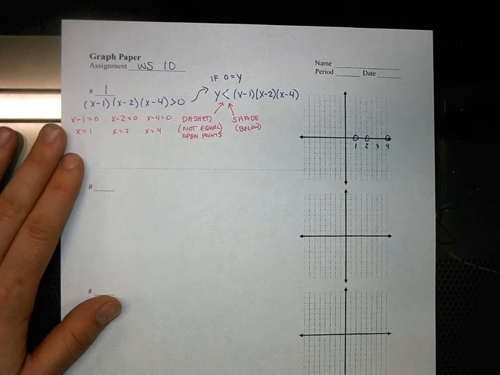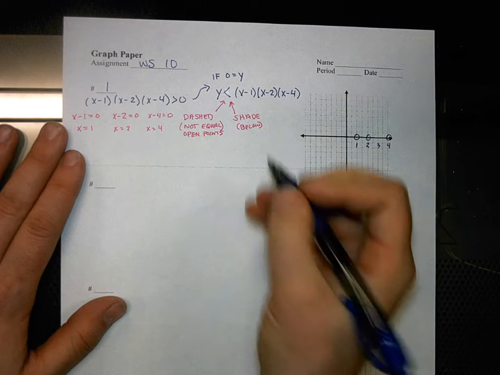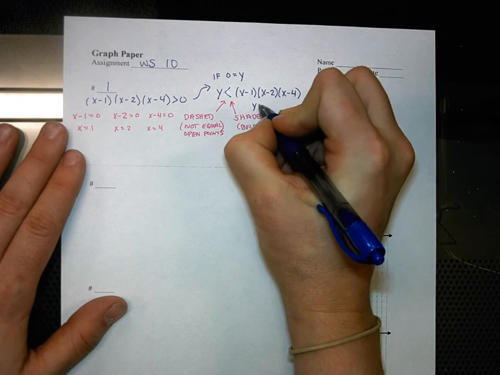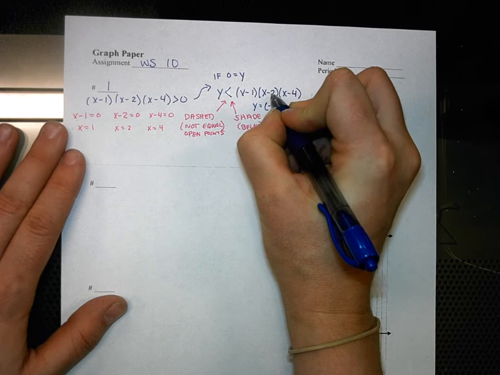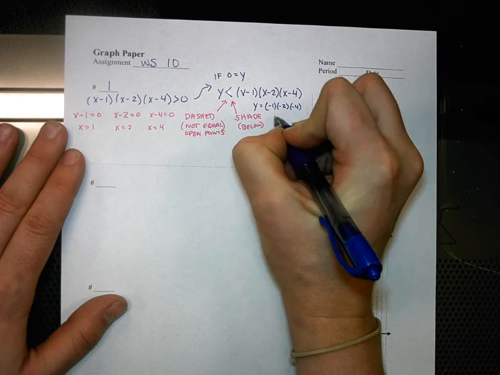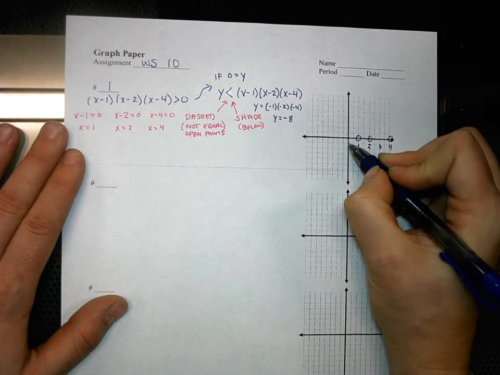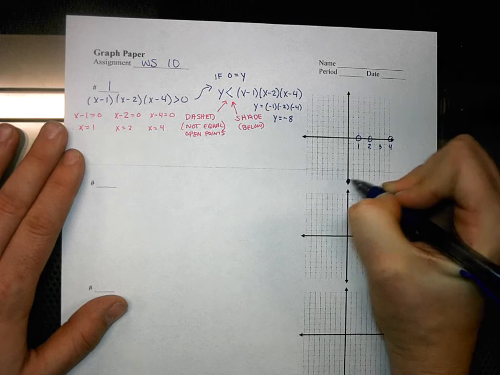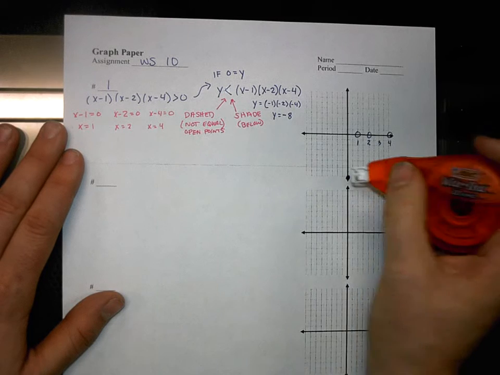My y-intercept is not 0 because my x-intercept isn't 0. But I could plug in 0 for x if that's what you're saying. So plug in 0 for x, you get 0 minus 1 is -1. 0 minus 2 is -2. 0 minus 4 is negative 4. What's your y-intercept? Negative 8. 1, 2, 3, 4, 5, 6, 7, 8. That's on here, so I'm going to go ahead and plot it. Sorry, that would be an open point also.